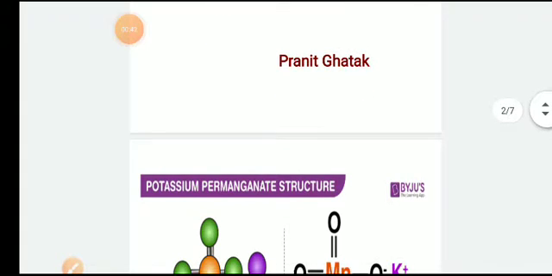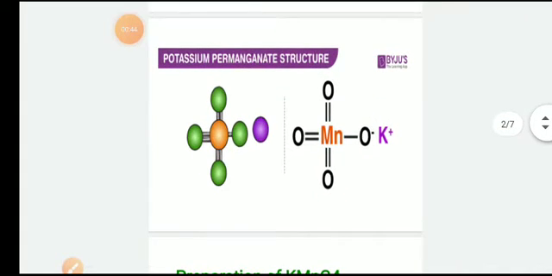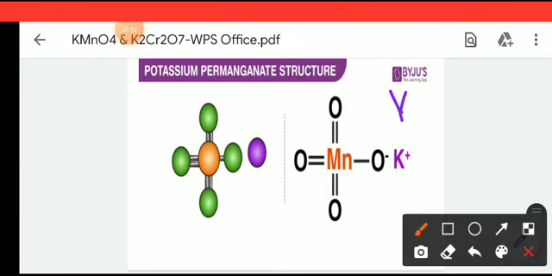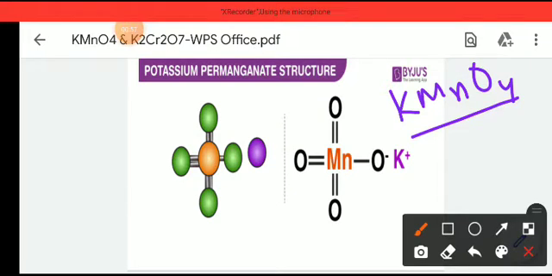So let's begin. As you can see from the slide, this is the structure of potassium permanganate, that is KMnO4. This KMnO4 has a violet color, and it is a crystalline solid.